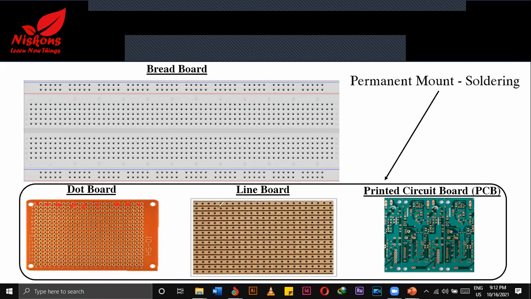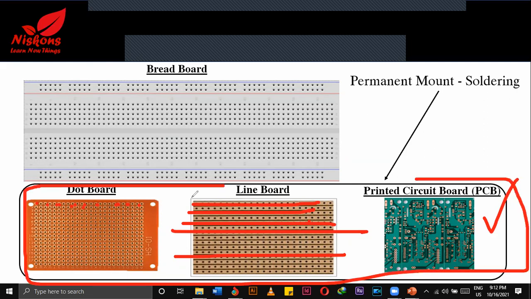In the line board, these horizontal lines are connected together, right? But this line and this line are not connected together. In printed circuit boards, it's different. Whatever shape of board we like, we can manually design it and print it. But we don't use these components.